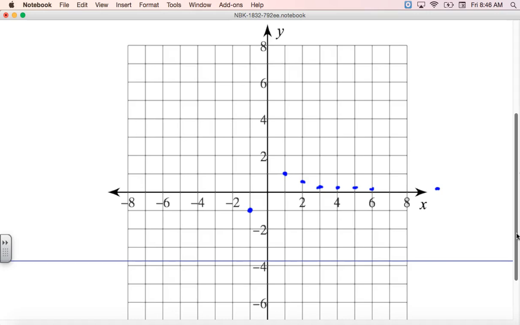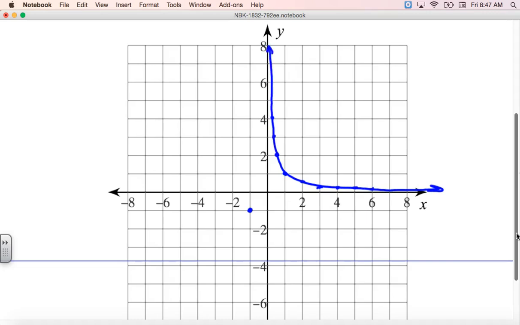Of course, when you plug in a half, we got 2. We plugged in a third, we got 3. We plugged in a fourth, we got 4, and so on. So again, you see that's also going to do the same thing. It's going to get closer and closer right there to the y-axis.